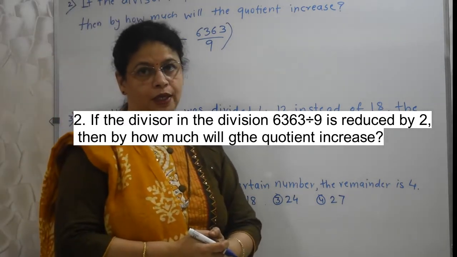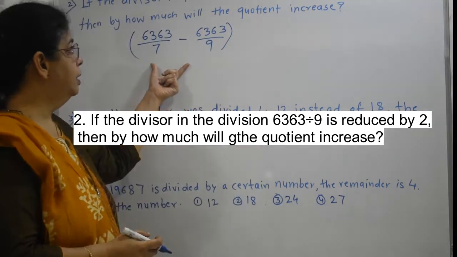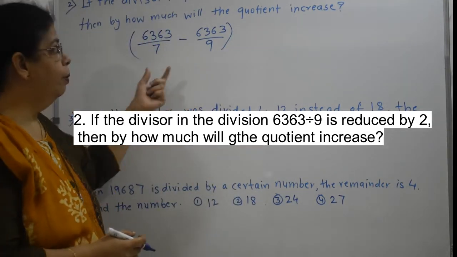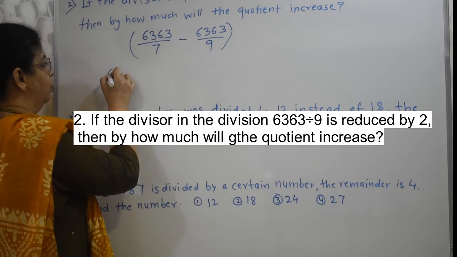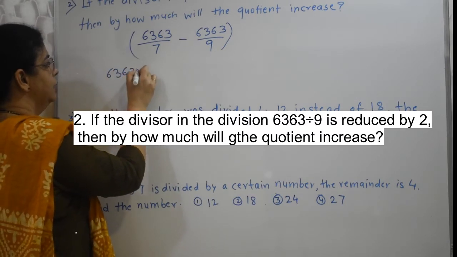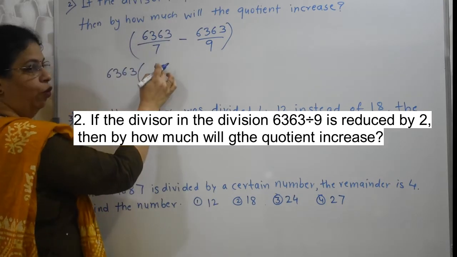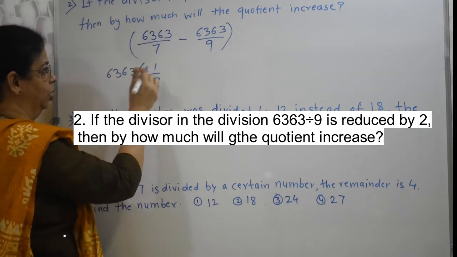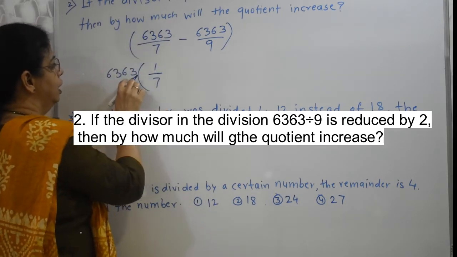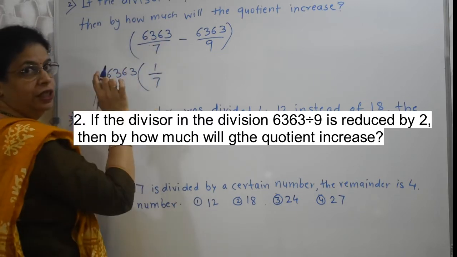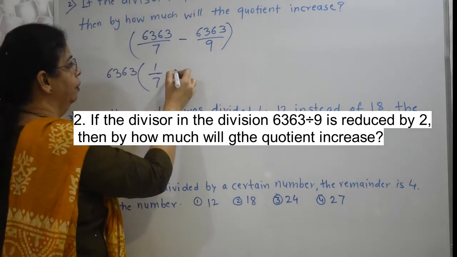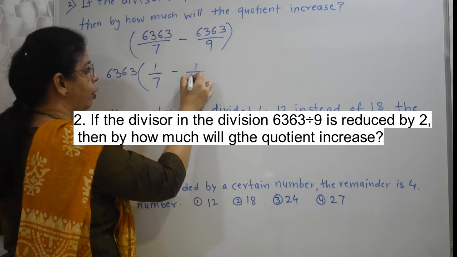Observe the numbers. In both the things, 6363 is common. So I am taking it out, 6363. Inside, what will remain? 1 upon 7. I have taken everything, so there won't be 0 here. It is multiplication, so 1. 6363 into 1 is 6363. That's why I have written 1 here. And here it will be 1 upon 9.